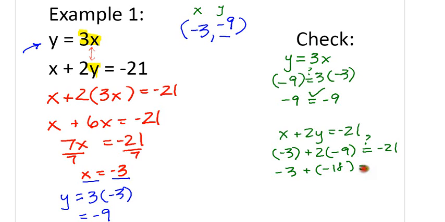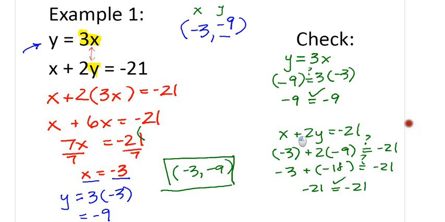And I think that's equal to negative 21. And I do find that negative 21 equals negative 21. When this is the case, it works in both equations, the first one and the second one. Then my solution here, or the point at which the two lines intersect graphically, is going to be negative 3 comma negative 9. And that's the solution to this set of linear equations.